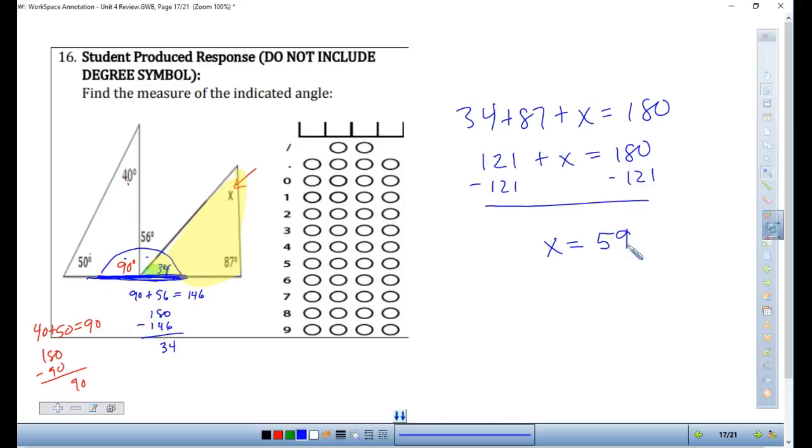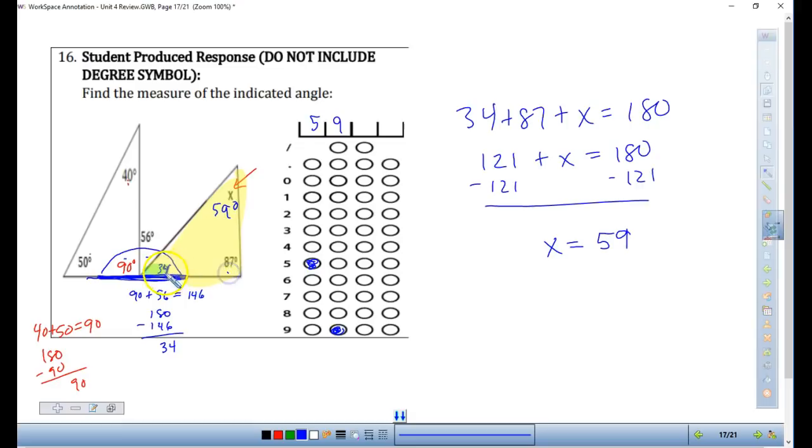So now it doesn't want the degree symbol, so we'll just put 59. Put it here and in the spots there, 59. So basically, you've got to remember that the three angles inside a triangle have to add up to 180. So you could take this and check it.